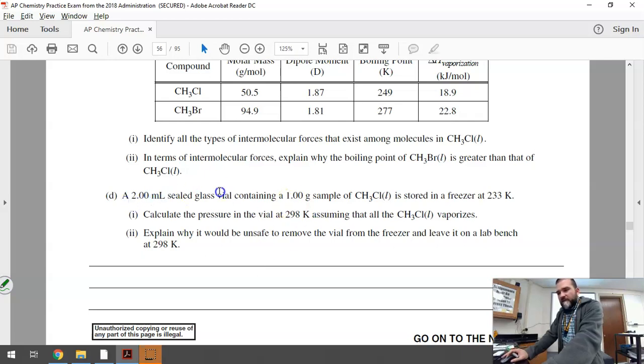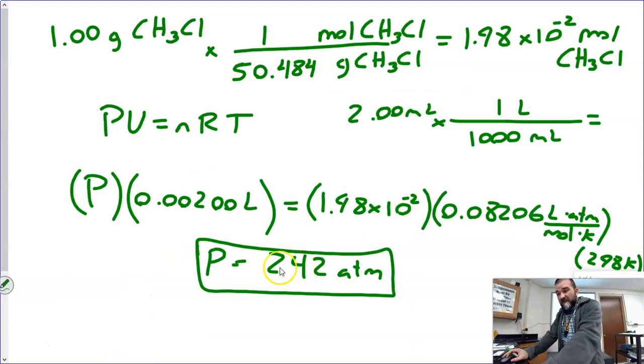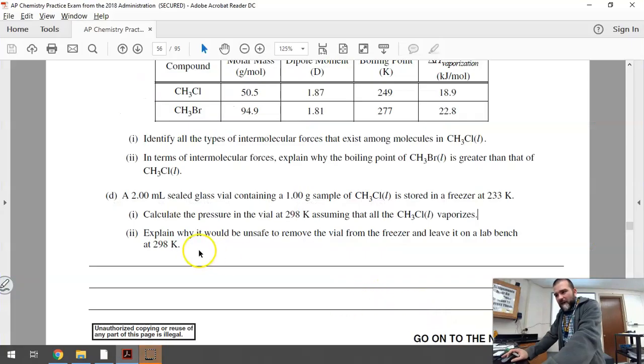I had a 2 milliliter sealed glass vial containing 1 gram of this liquid stored in a freezer at 233 Kelvin. The boiling point of this stuff is 249. So if I take it out of that freezer, it's going to go from liquid to gas. And that's what we said in part 1, right? We're going to say it vaporizes. So if I turn this into gas, what was my pressure? 242 atmospheres inside of a sealed glass vial. That is a lot of pressure. Do you think it's a great idea to have that sitting out at room temp?